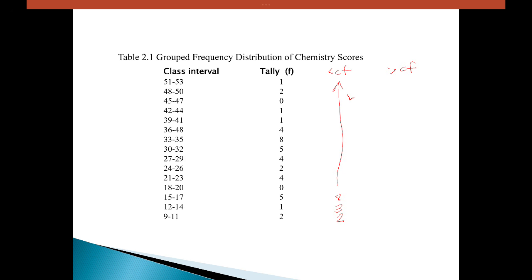What is greater than cumulative? You start at the highest, or 51 to 53. So you write 1, and then the next one is 2 plus 1 is 3, and then 0, so it will be 3 again. So plus 1, that should be 4, plus 1, that should be 5, and so on. You just add them. That is your greater than cumulative frequency table. So that is how you create your cumulative frequency tables.